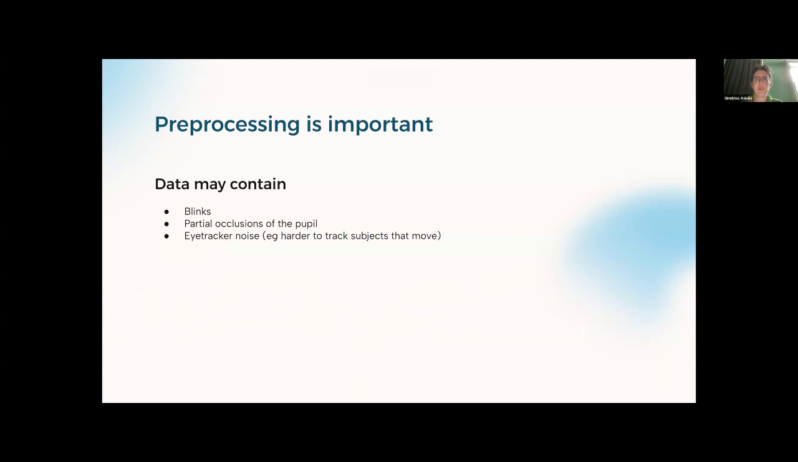Pre-processing is very important in pupillometry because, as the previous speakers have mentioned, pupil data usually contains certain artifacts. They can be blinks, other partial occlusions of the pupil, or eye tracker noise. For example, subjects are harder to track while they move, and that's especially important with infants.